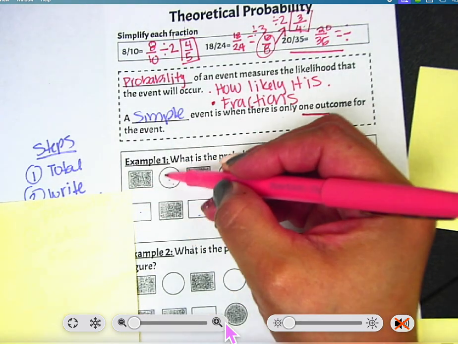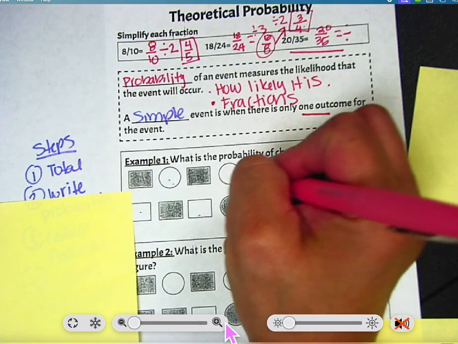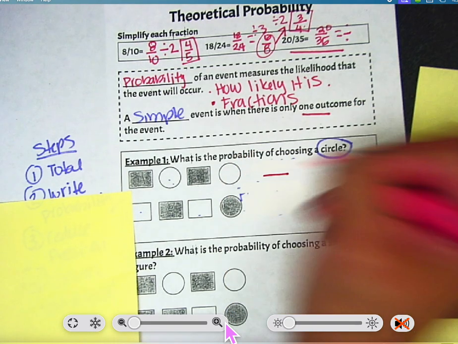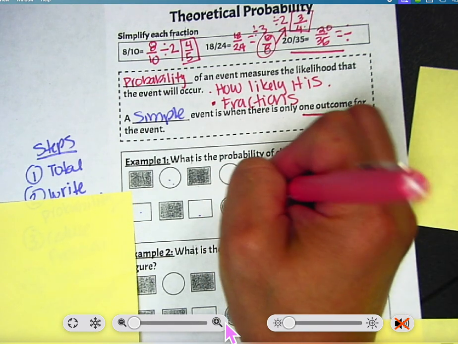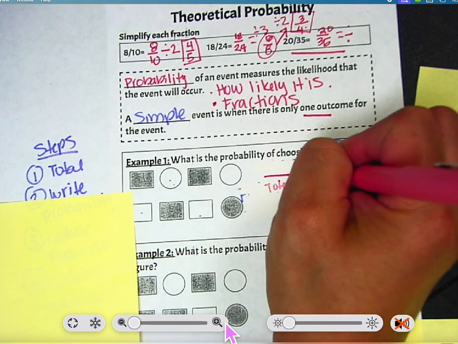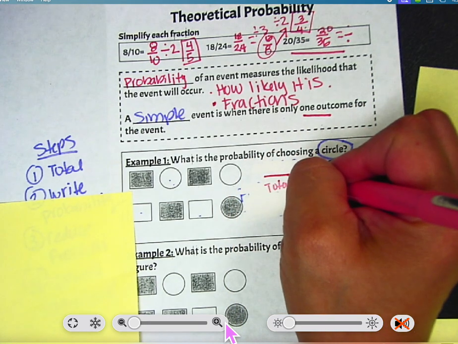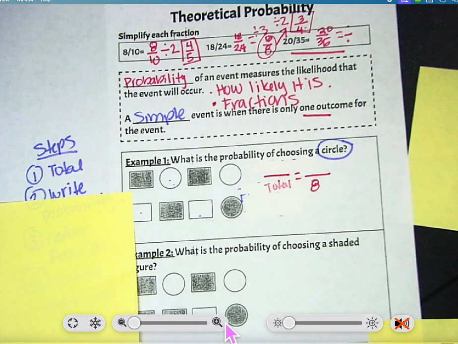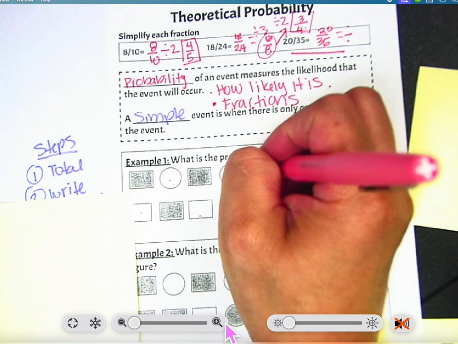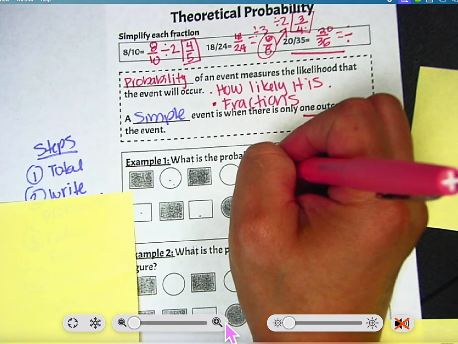So 1, 2, 3, 4, 5, 6, 7, 8. So there's one event. So you're going to write your total at the bottom. And I have 8 shapes. So that goes at the bottom. My second thing is we're going to write down what the question is asking. So they're asking the probability of getting a circle.